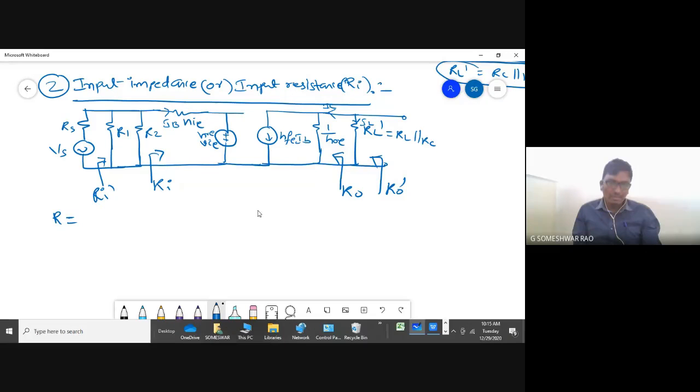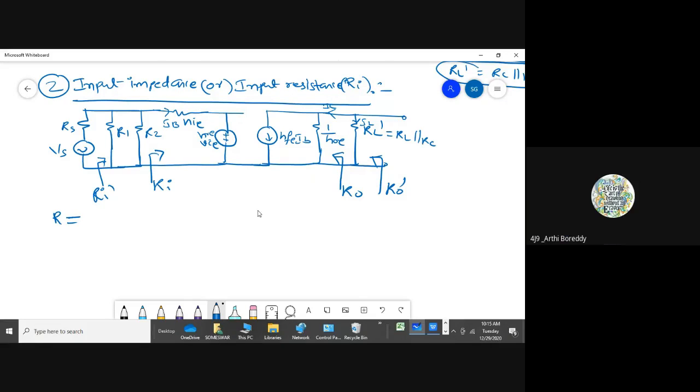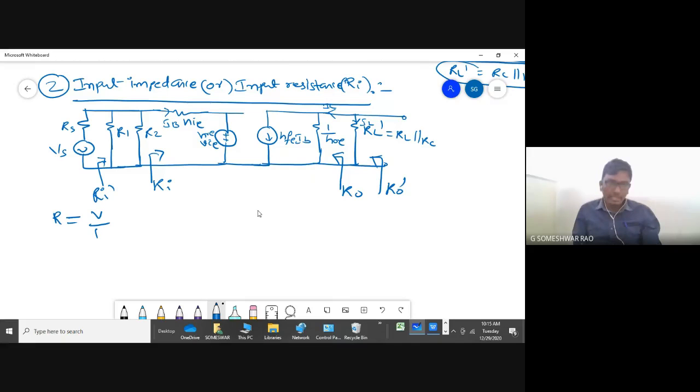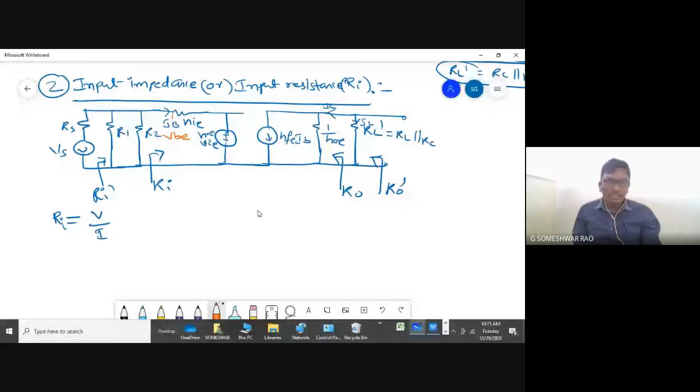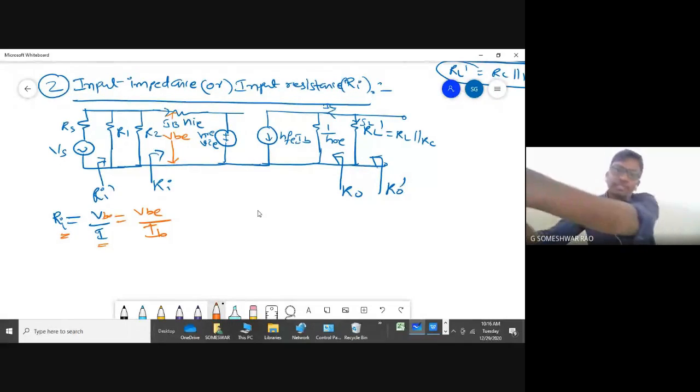What is the expression for resistance? We need to calculate R. V by I. So input resistance is input voltage by input current. What is input voltage? VBE. Input voltage is nothing but VBE; see, I am indicating it in orange color here. So this is VBE by the input current. What will be the input current here? VBE by IB. Understood? The basic definition of input resistance is input voltage by input current. Is it understood by everyone?